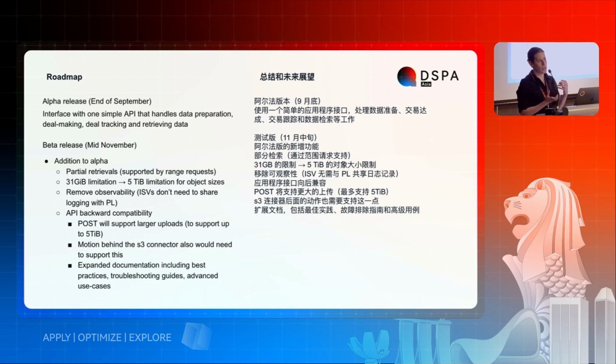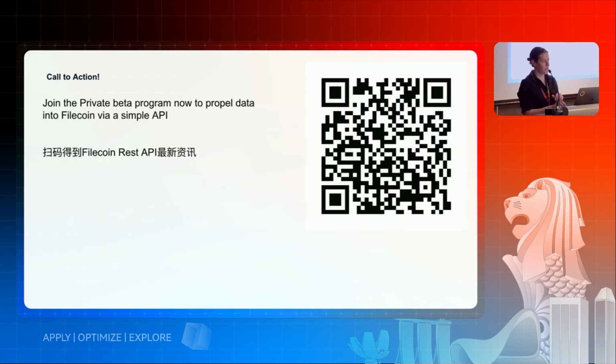We will remove an observability component we have in the alpha, so the ISVs don't have to share logging back to PL. And we will make sure that we are respecting API backwards compatibility. Right now in the alpha, we do not promise that there will be forwards compatibility. The post will also support larger uploads, and the Motion behind the S3 connector will support this as well. And we are working on documentation that includes best practices and troubleshooting guides for advanced use cases.